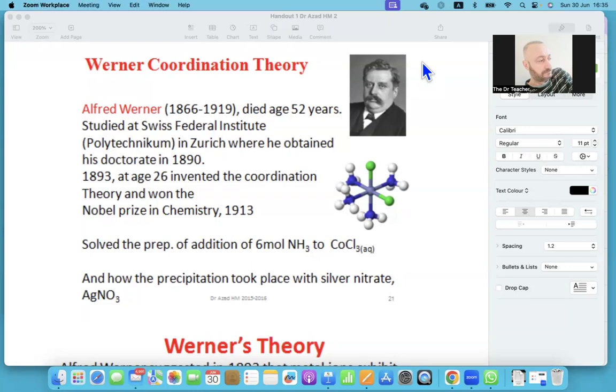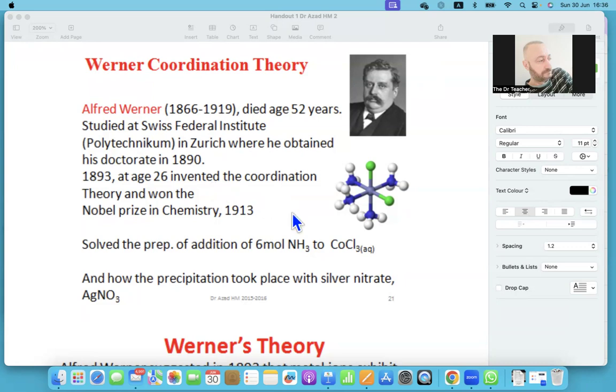Werner coordination theory. Alfred Werner, 1866-1919. He died at the age of 52, but at the age of 26, he invented coordination theory, for which he won a Nobel Prize in chemistry in 1913.